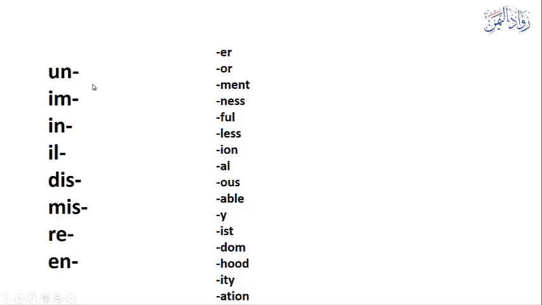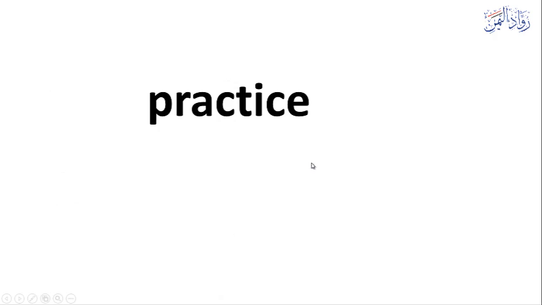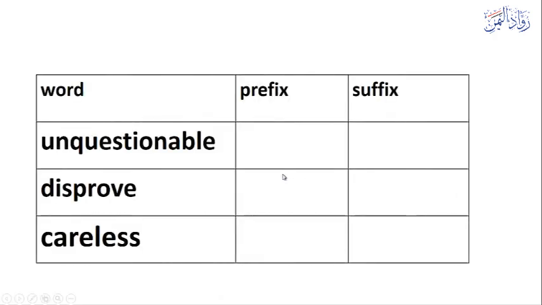Let's get started. These are examples of prefixes: un, in, il, dis, mis, re, non. These are examples of suffixes. And by the way, prefixes and suffixes are a lot, but these are the most common ones. Let's practice. This is an old way. You have a word. After reading the word, you have to find the prefix and the suffix in the word.